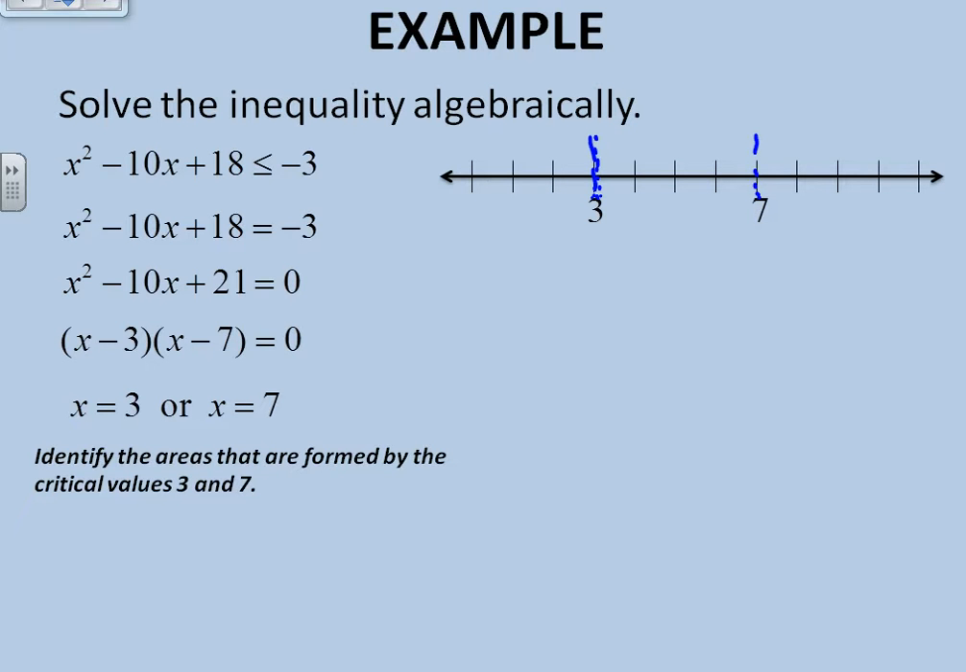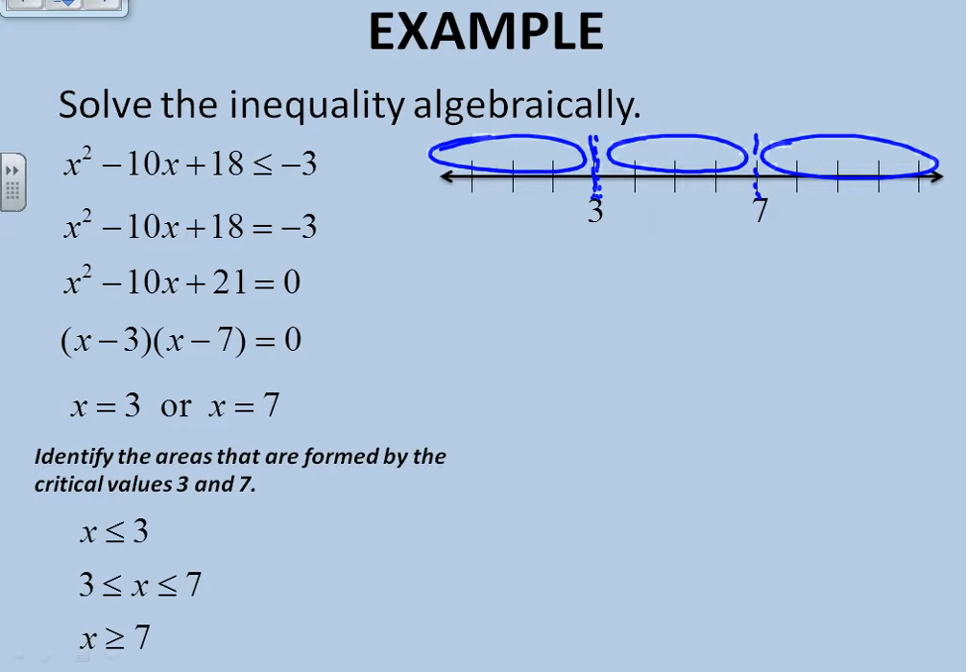So what we formed is an area out here where the values are less than 3. We formed an area between 3 and 7 of the values that come between 3 and 7. And then we've got an area out here of values that are greater than 7. So we use those areas to define these 3 things right here. We have x is less than 3, which comes into this area right here, all the numbers in that area, and of course that extends way out to the left over here as well.